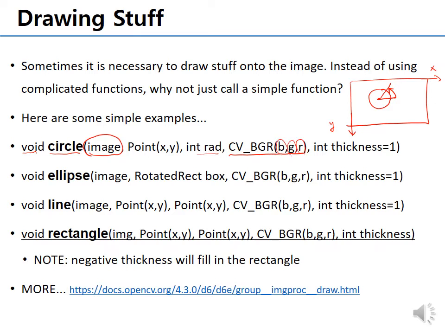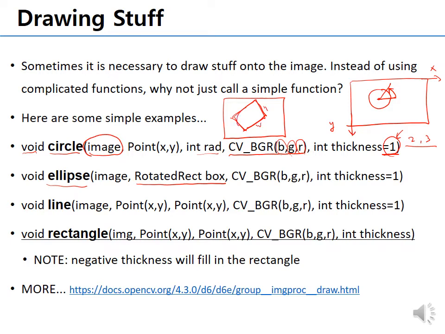And the thickness of the line, for example, is 1, but you can increase it to 2 or 3, the bigger thickness. And ellipse is the same format, but it uses a rotated rectangle. That means if you have an image here, this is a rotated rectangle, with width, height and angle.